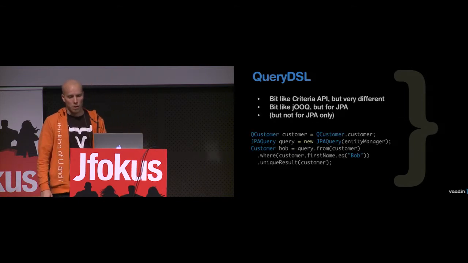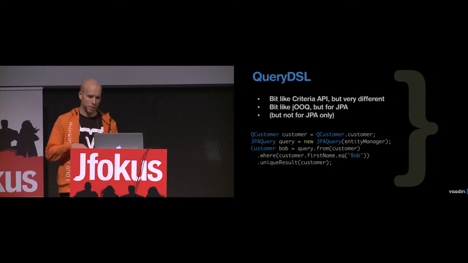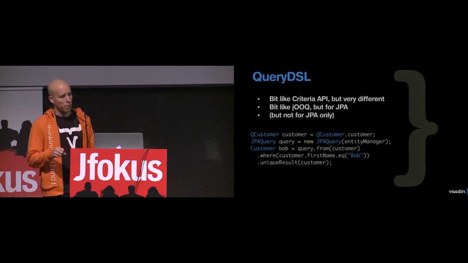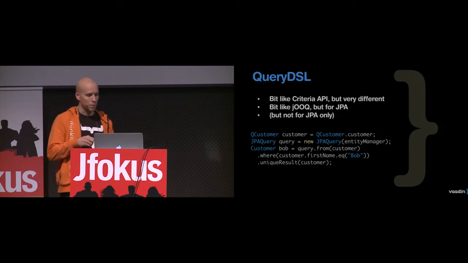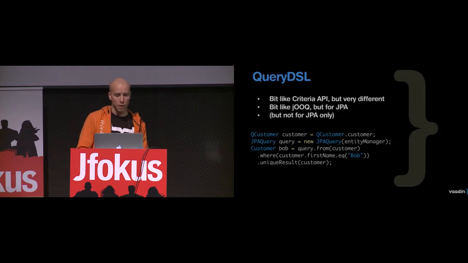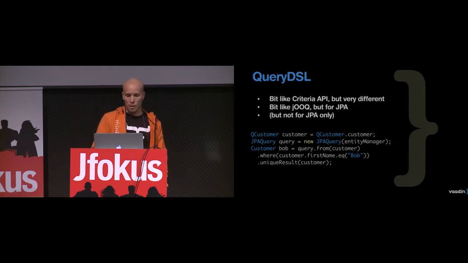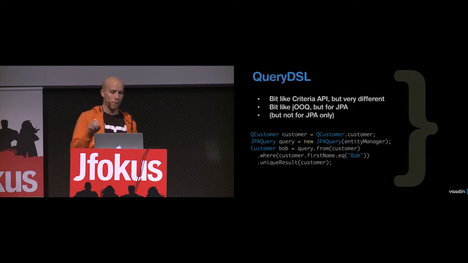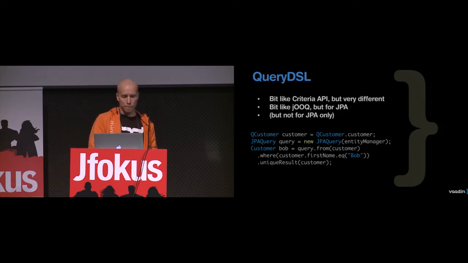QueryDSL is not like the criteria API. It's for dynamically building your query, but it's very different. It's more like jOOQ, but it's for JPA, and actually it's not only for JPA either. You can use QueryDSL for plain Java collections as well, but I have never done that. I'm using it with JPA only, and there we start with these QCustomer helper objects, which is a query helper for the customer entity here.